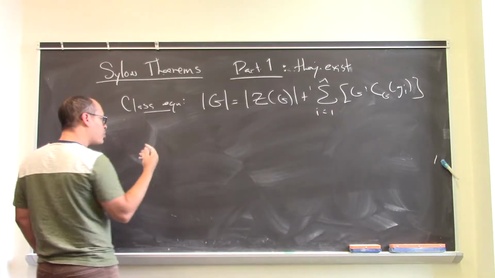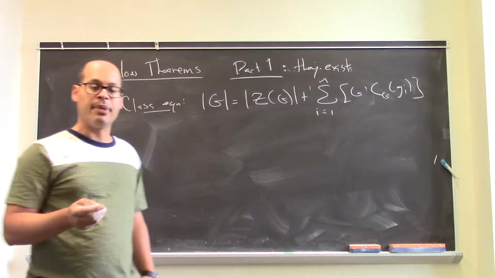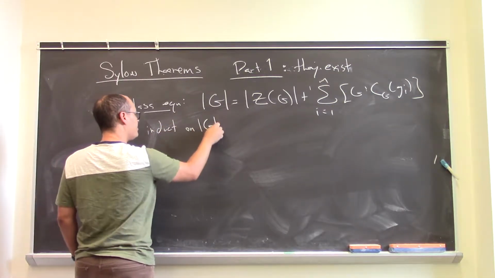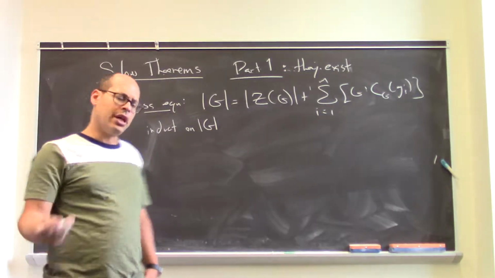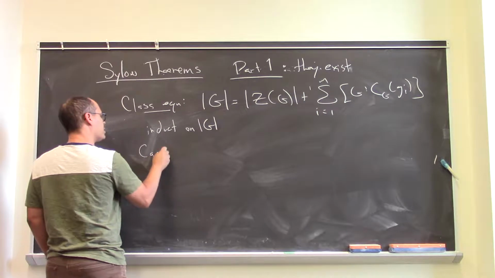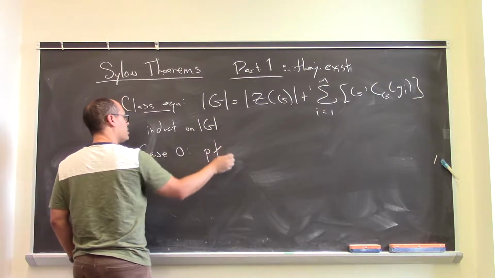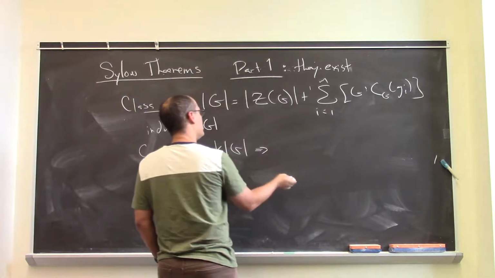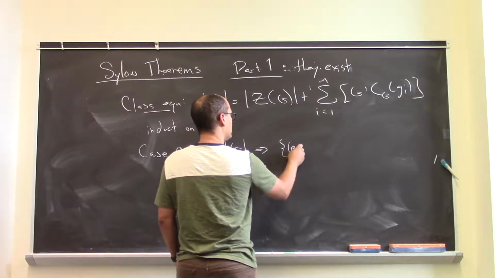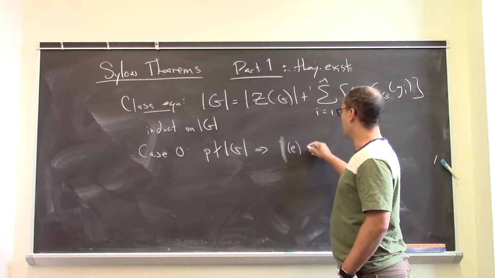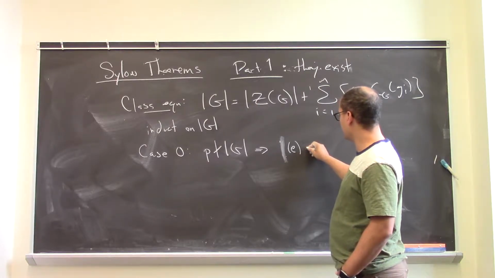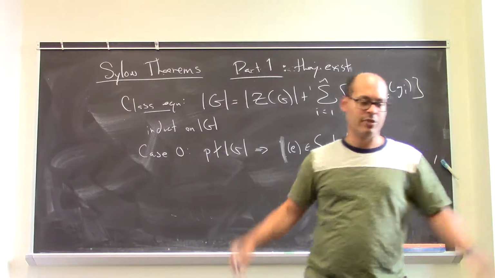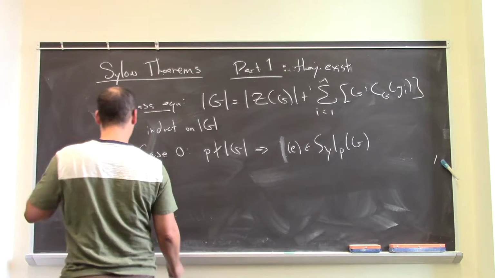We're going to prove that p-Sylow subgroups exist by induction. We'll induct on the order of G. First, I guess we should say, maybe case 0: if p does not divide the order of the group, like if n equals 0 from before, well, then the identity element, the trivial subgroup, is a p-Sylow subgroup. And okay, great, we're done. So there are some. Let's ignore that.